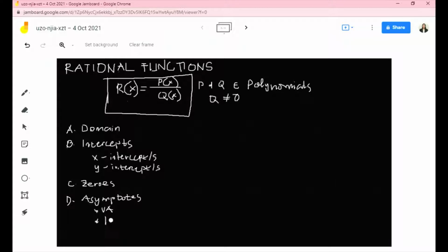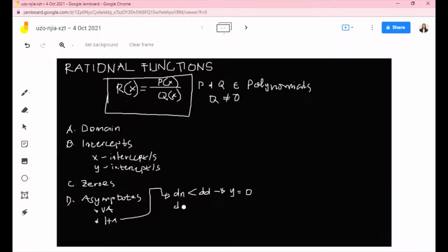Next, we have the horizontal asymptote. For the horizontal asymptote, we have conditions that we must consider. If the degree of your numerator is less than the degree of your denominator, this means that y is equal to 0, or your horizontal asymptote is 0.